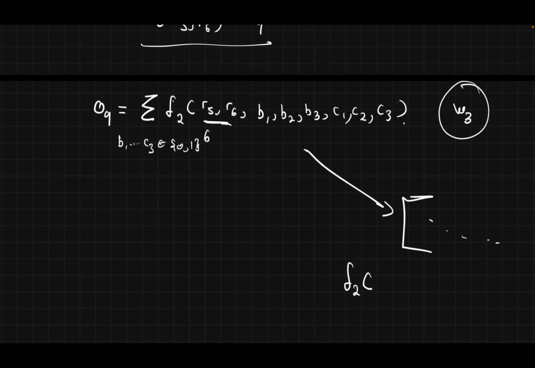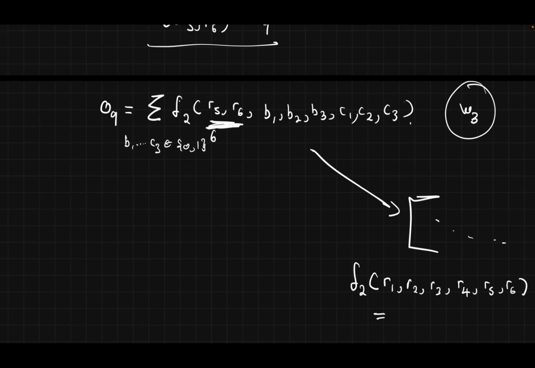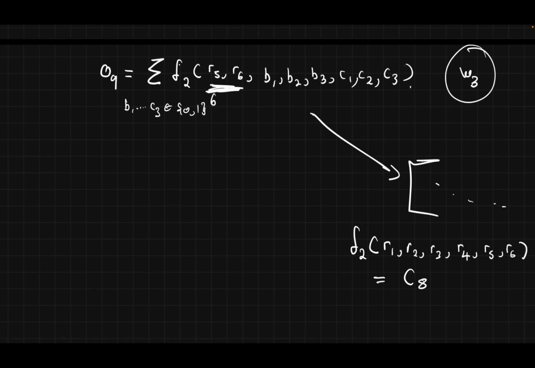Now this one is partially evaluated. I'm going to remove them now. So it's supposed to evaluate at R1, R2, R3, R4, R5, R6, right? And the answer is supposed to be equal to C, let's say C8, right? Verifier now can fully evaluate this F2 because F2 depends on W3 and the verifier has W3.